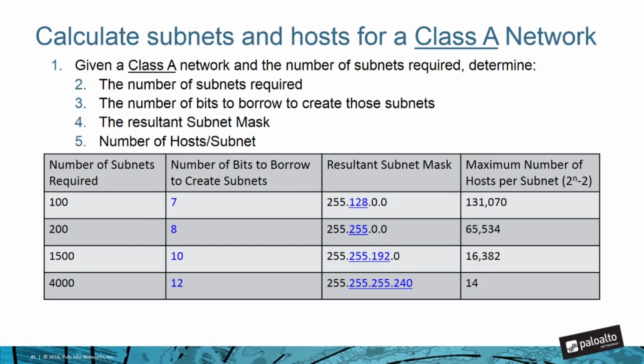Not many, just 14. So you can kind of see that trade-off there as I borrow more bits to the right and my mask begins to move to the right, taking up zeros and turning them into ones. I actually get fewer hosts per subnet.